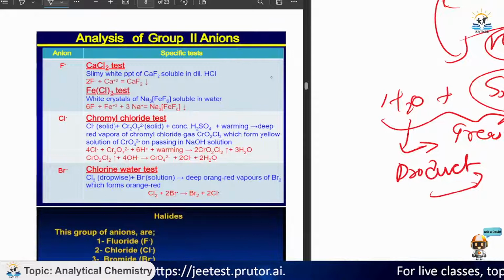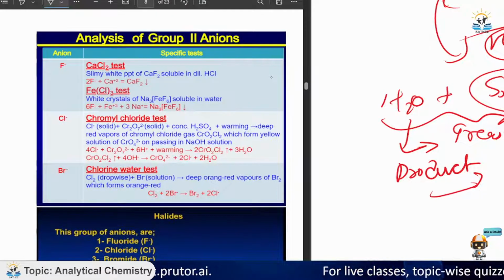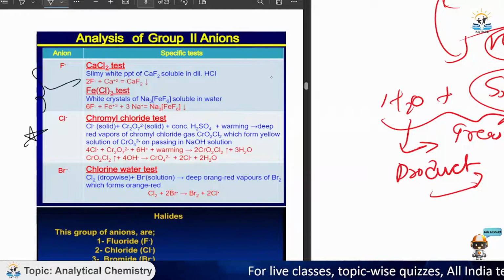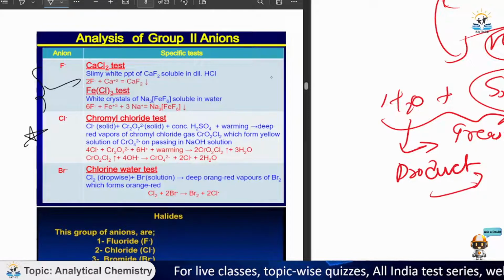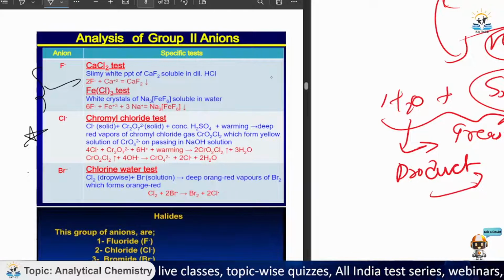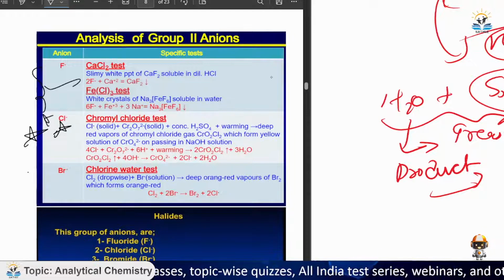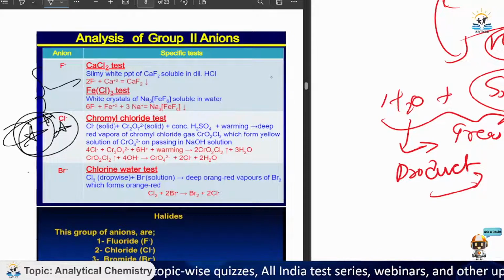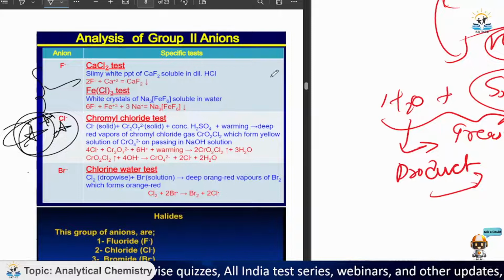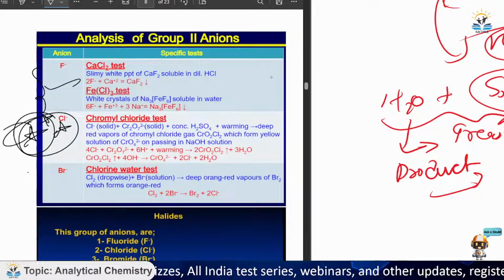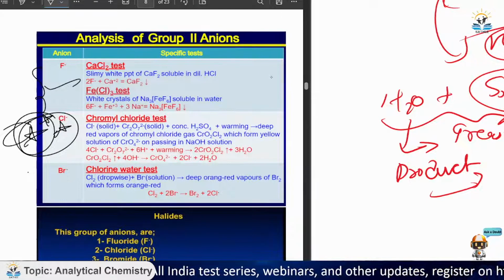Now, there are some important tests, or some named or famous reactions. This one, I will not say; it was just from the chemical reaction only, it is understandable. Now, if you talk about chlorine, that is the chromyl chloride test. I will mark it 3 times because it is very important and can be asked many times. I will discuss this one only.